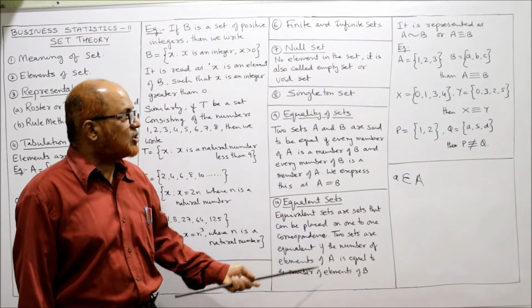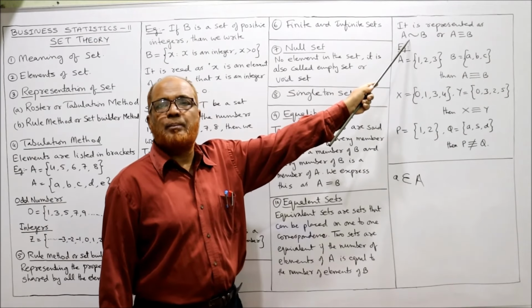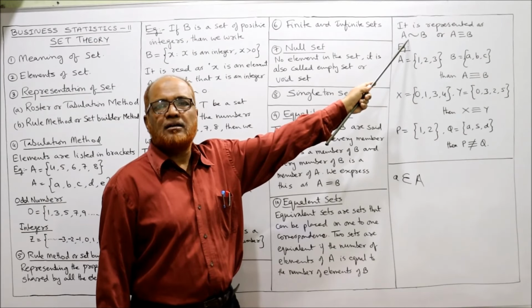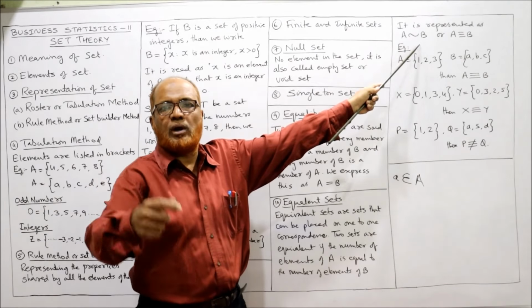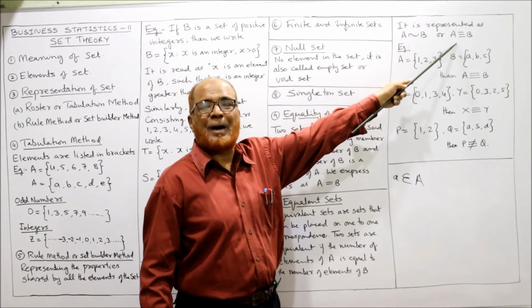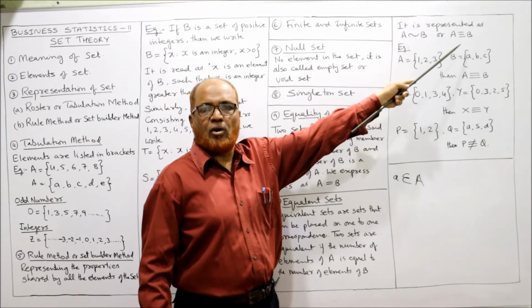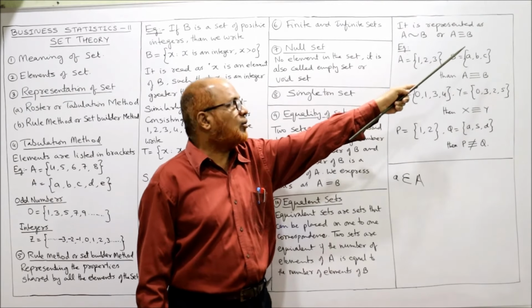So here I have given the explanation. Now it is represented as A equivalent B. This is the symbol for equivalent. So A equivalent to B means the number of elements in A is equal to the number of elements in B. Similarly, it may be represented as three horizontal parallel lines. This is a symbol of equivalent. A is equivalent to B.